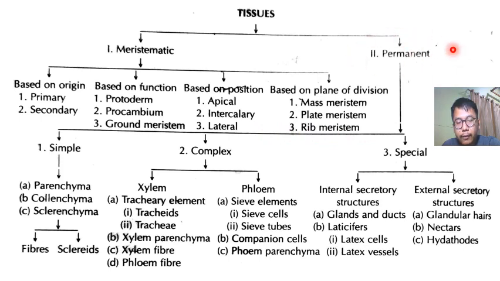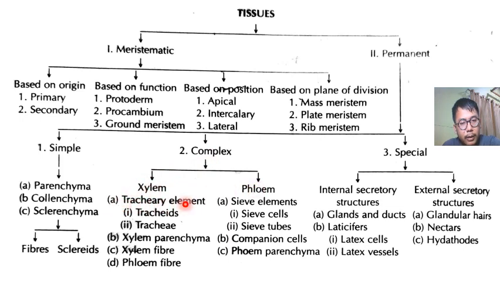Permanent tissue can be further divided into simple, complex, and special. Based on your syllabus, we will study only simple and complex. The special is outside your syllabus. Simple tissue can be further divided into A. Parenchyma, B. Collenchyma, C. Sclerenchyma, and this sclerenchyma can be further subdivided again into fiber and sclereids. Complex permanent tissues are xylem and phloem. These are the elements.